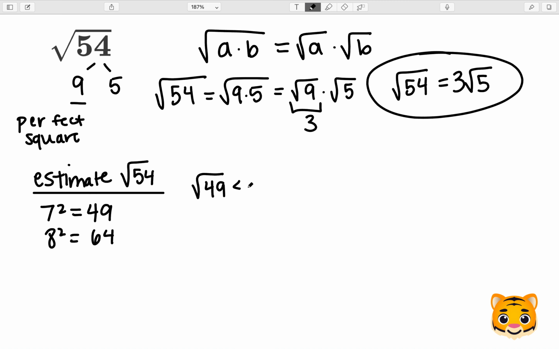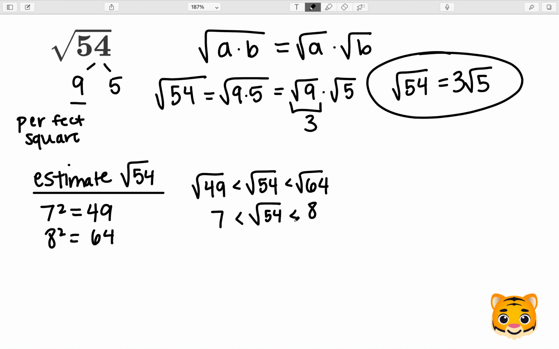The square root of 49 is less than the square root of 54, which is less than the square root of 64. Because 7 squared equals 49, the square root of 49 will be 7. Similarly, because 8 squared equals 64, the square root of 64 will be 8. Now we have this inequality that shows us the square root of 54 is between 7 and 8.